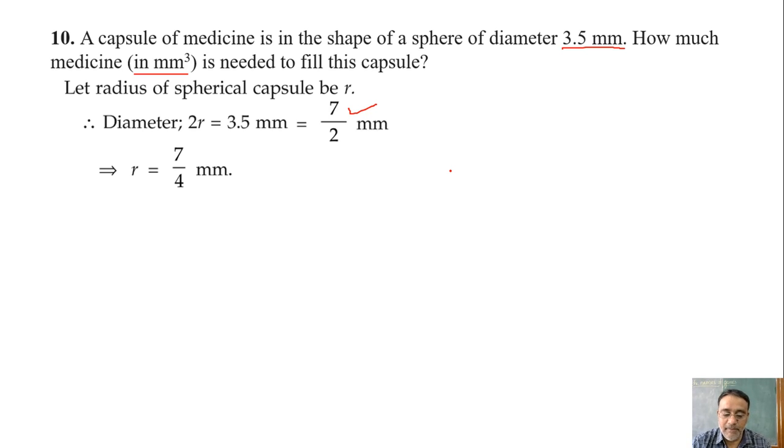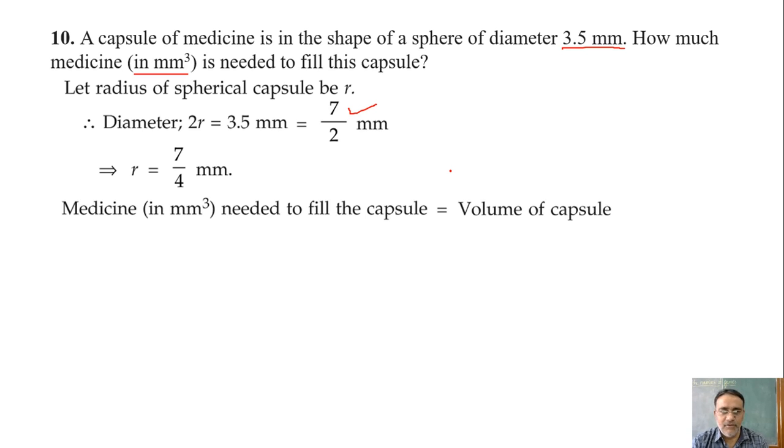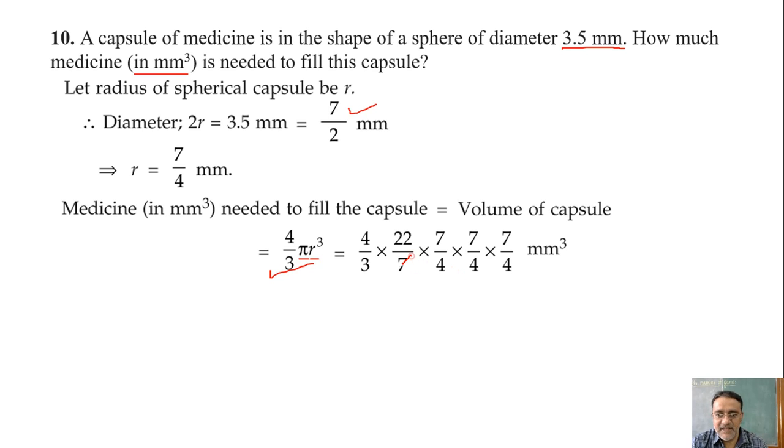Okay. So the medicine needed to fill the capsule will be equal to the capacity, the volume of the capsule. That is 4 by 3 pi r cube. Any doubt here? No, sir. Now we'll substitute the value of pi and r. The value of pi is 22 by 7 and r we already got as 7 by 4. Now look carefully, here one 7 and one 4 are cancelling. Okay, and this also we can cancel with 4 by 2.